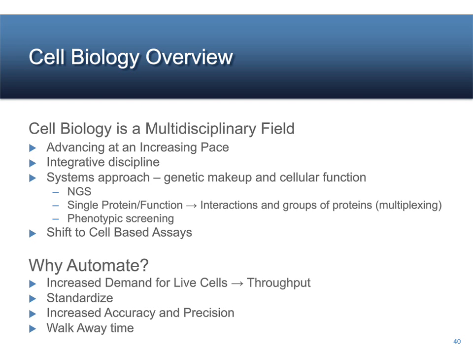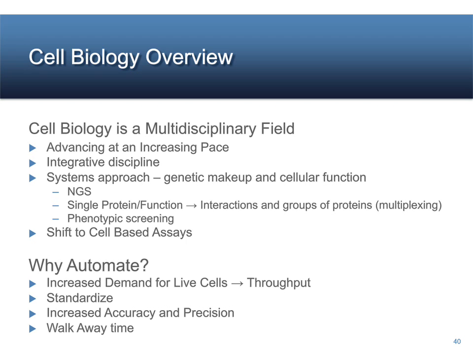So why would one want to automate cell culture? Well, because cell biology is such a multidisciplinary field, and we have it increasing at an incredible pace, there's this increased demand for the use of live cells with the shift in use of cell-based assays. And with that comes increased throughput needs. So that's why people are looking to automation, because you can't handle this demand anymore manually in a lab.